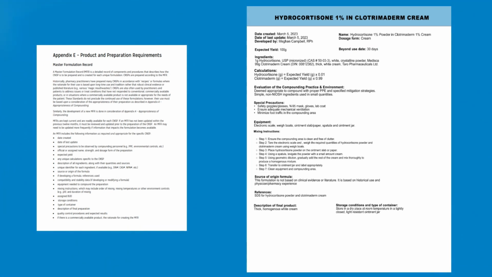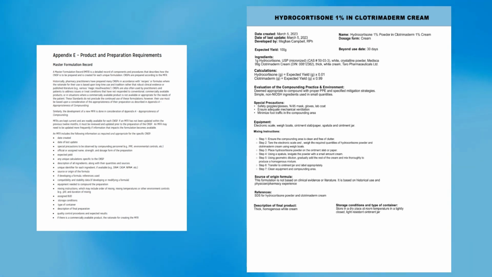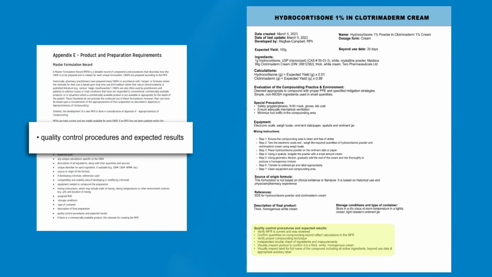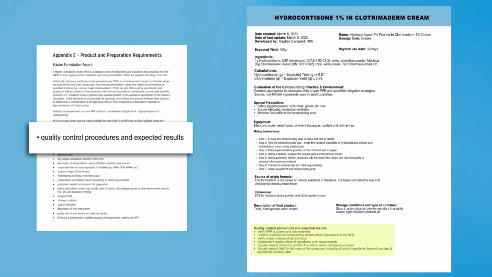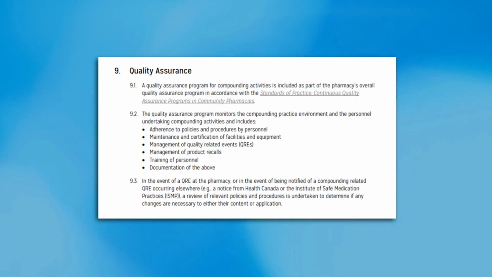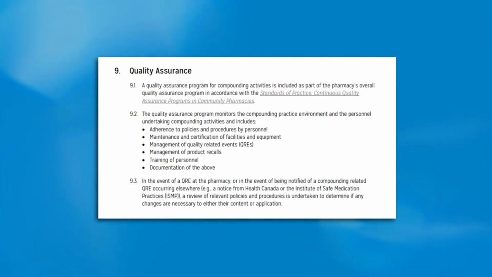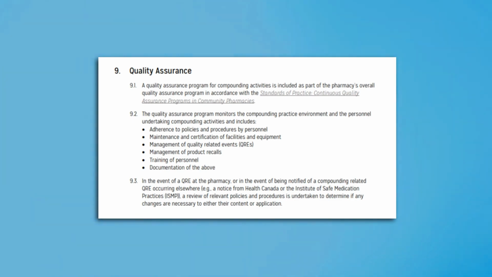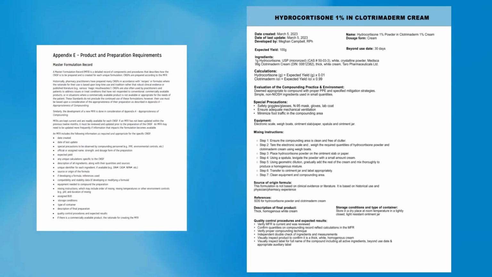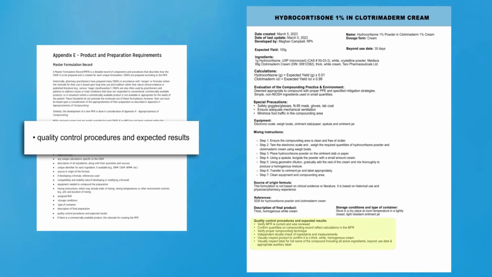Unfortunately, there is ample opportunity for error when compounding in the pharmacy setting. The compounding supervisor is required to develop a quality assurance program specific to compounding activities to ensure the safety of the public. The quality assurance program must monitor training, adherence to policy and procedure, documentation, maintenance of equipment and facilities, and management of quality-related events and recalls.